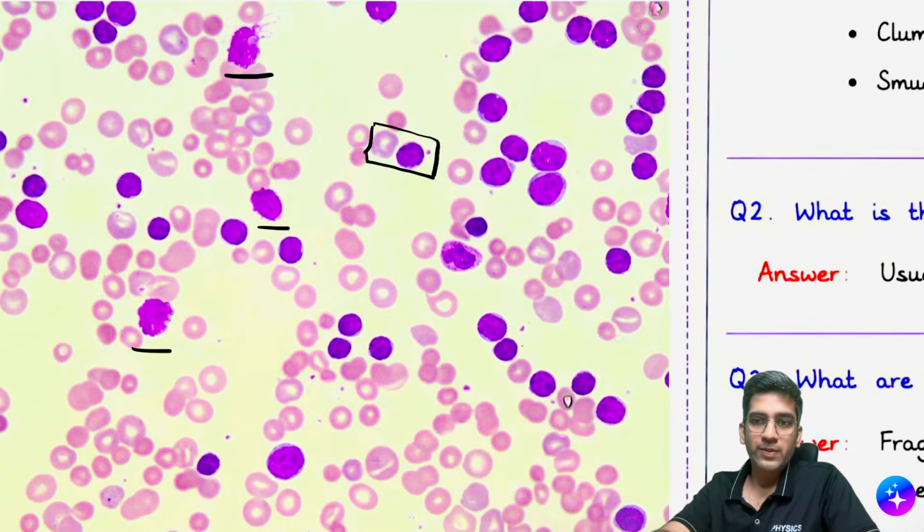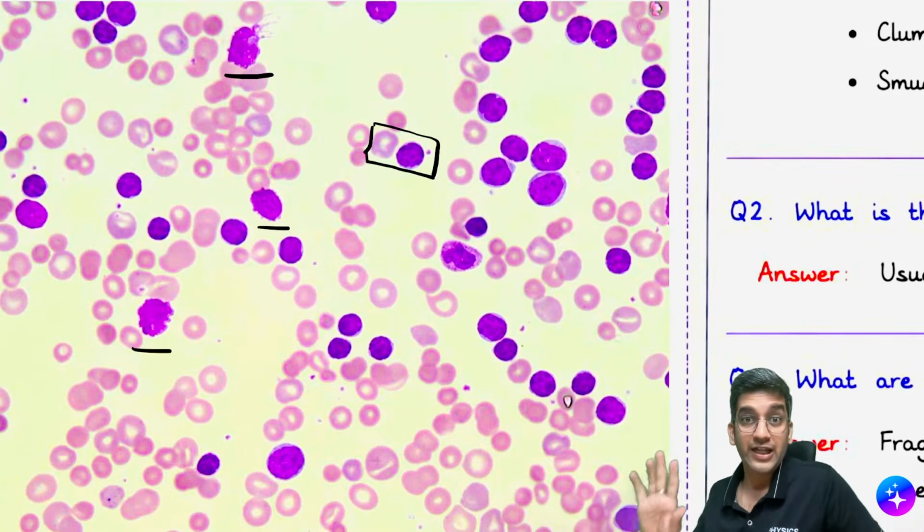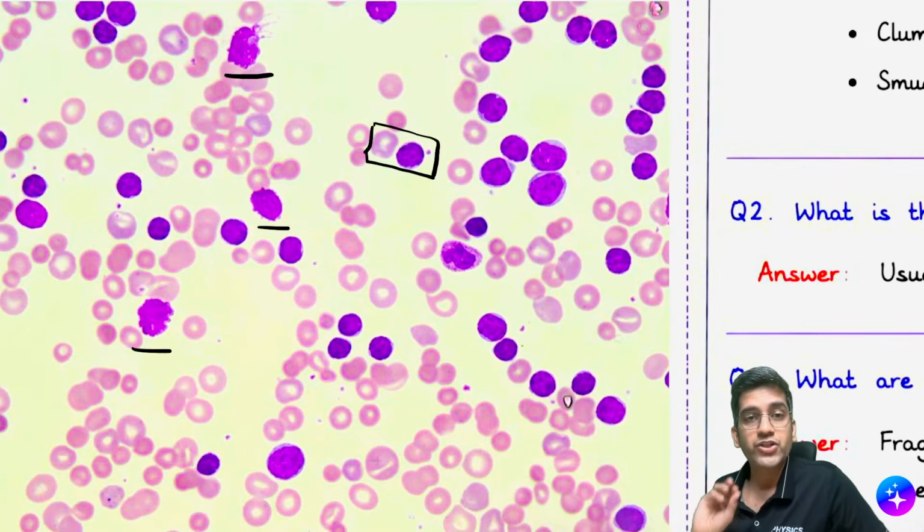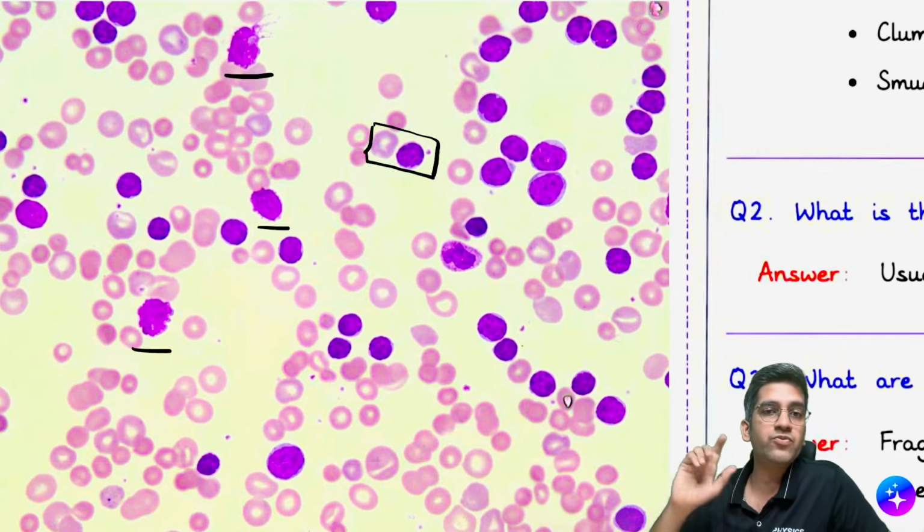I'm sure you'll be able to diagnose. See, the smudge cells you have seen in the image might not look the same. Not every smudge cell will be the same; it will look different. This is not a blast because the cell is equal to the size of an RBC. It should be more than 2 times the size for me to call it a blast.